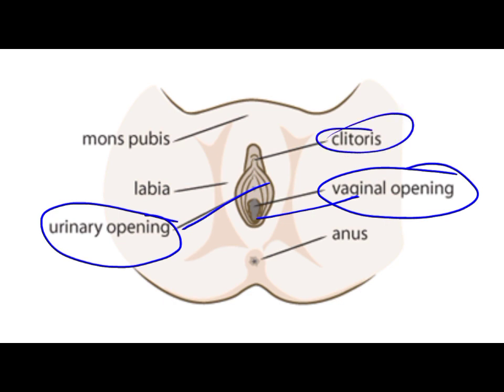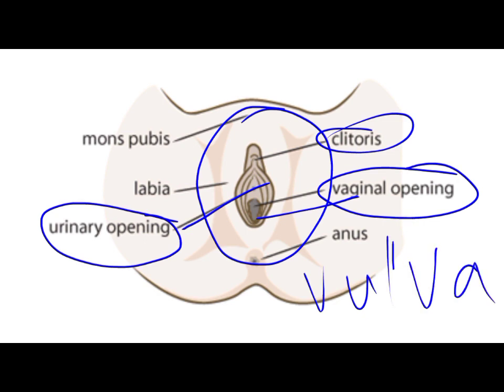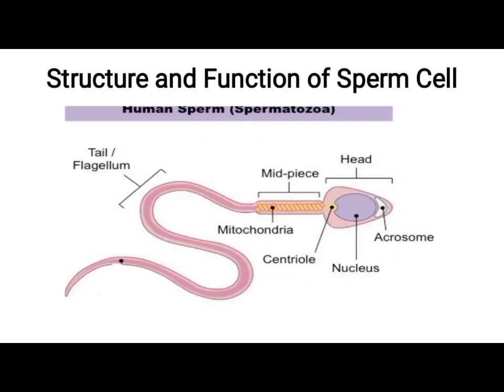The clitoris is also an important part of the female reproductive organ. It's a small sensitive organ which corresponds to the penis in the male, and just like in the male, it can also be erectile and become stiff when blood flows into it. Okay, by the way, the total external part of the female reproductive part is called the vulva. Okay, so let's move on to talk about the gamete now.